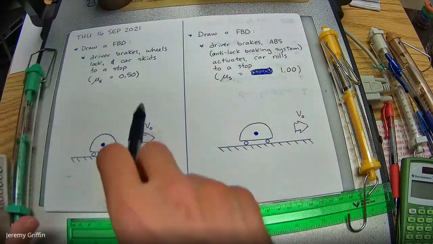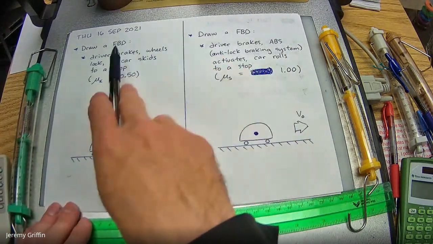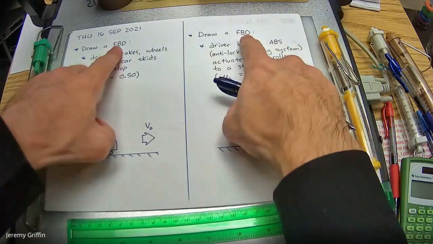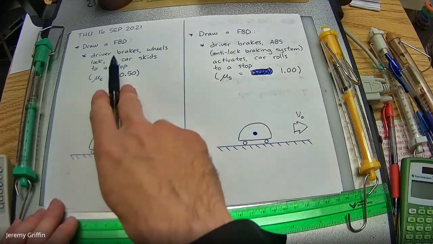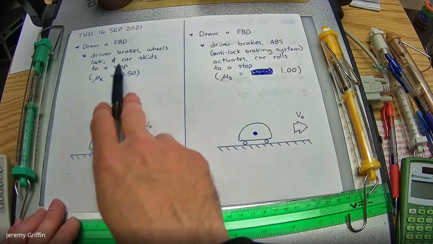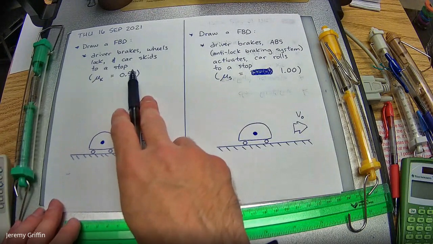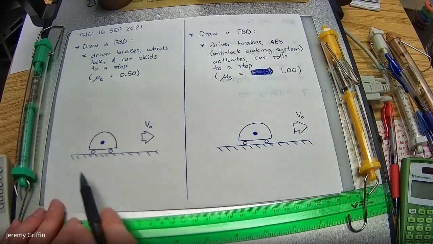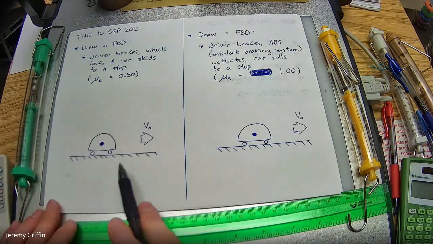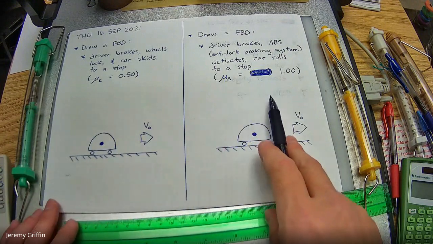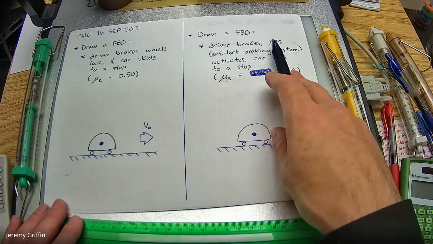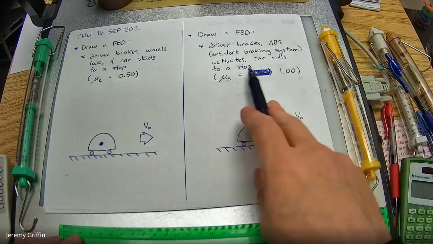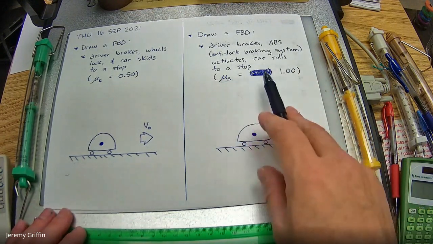So what do we got here? Draw a free body diagram for two different situations. The situation on the left, I got a driver brakes and the wheels lock and the car skids to a stop. This would be the old-timey cars, let's say a car from the 1970s, versus the scenario on the right, which is like a new car. The driver brakes and then an anti-lock braking system activates and the car rolls to a stop.